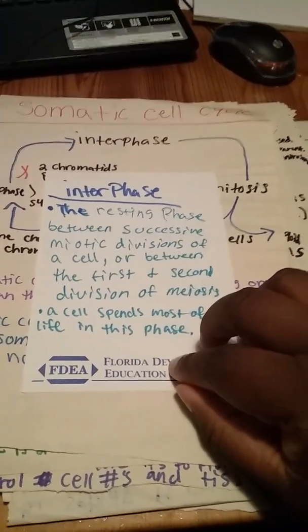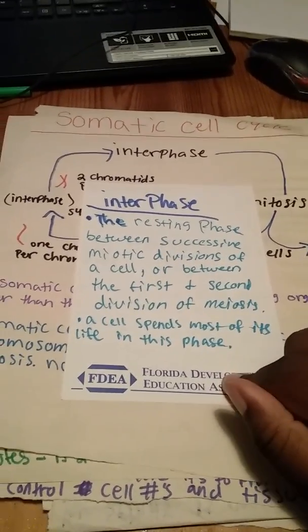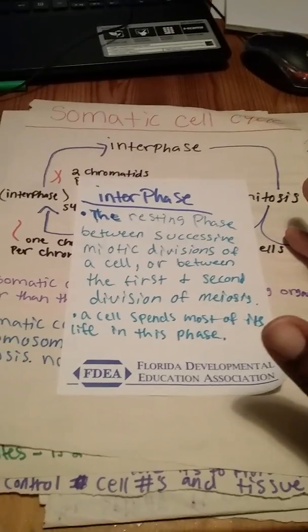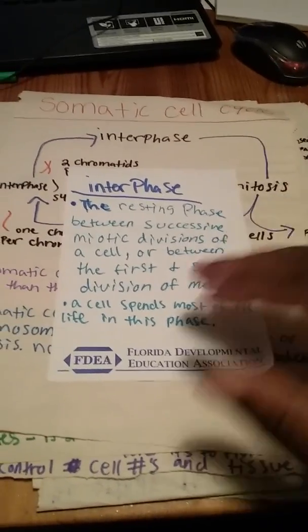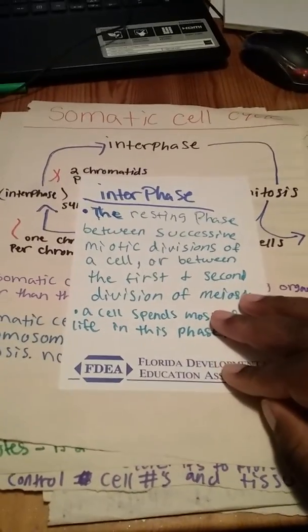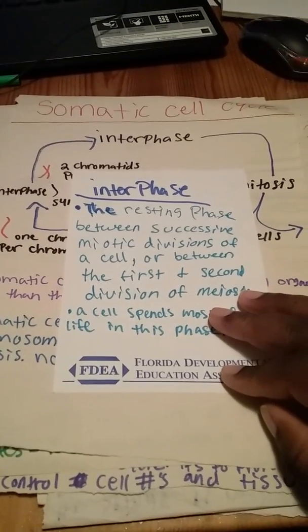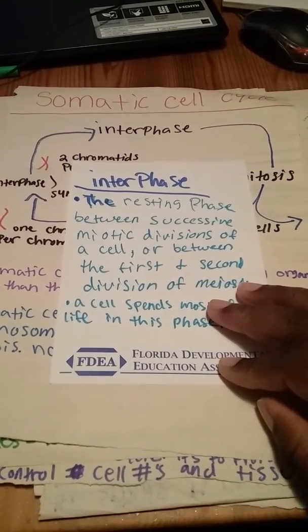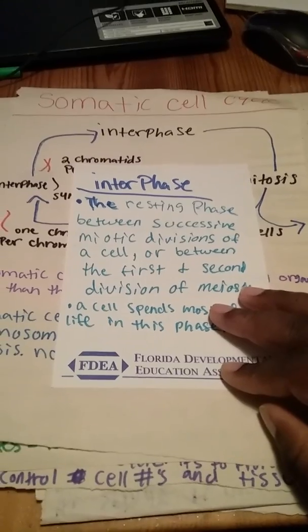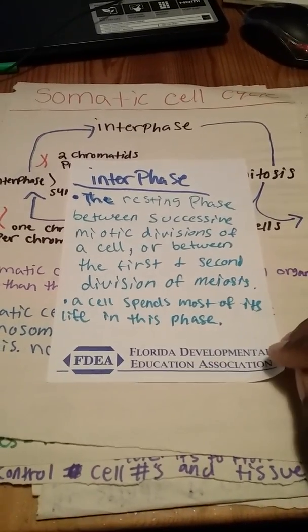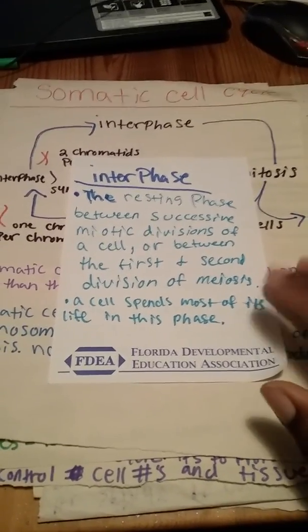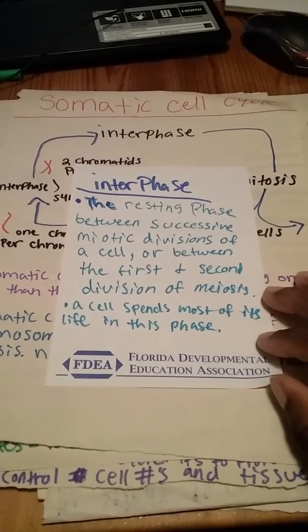Usually I would introduce this with the stages, but I'm going to introduce this first because you need to understand what it has to do with what I'm going to teach you next. Interphase is the resting phase between successive meiotic divisions of a cell, or between the first and second division of meiosis. But we're not talking about meiosis. We're talking about mitosis. A cell spends most of its life in this phase.